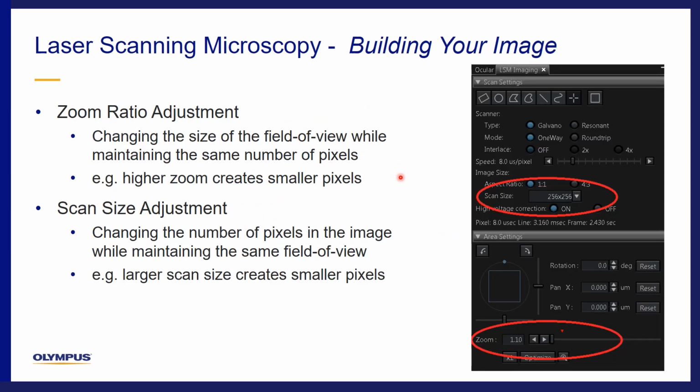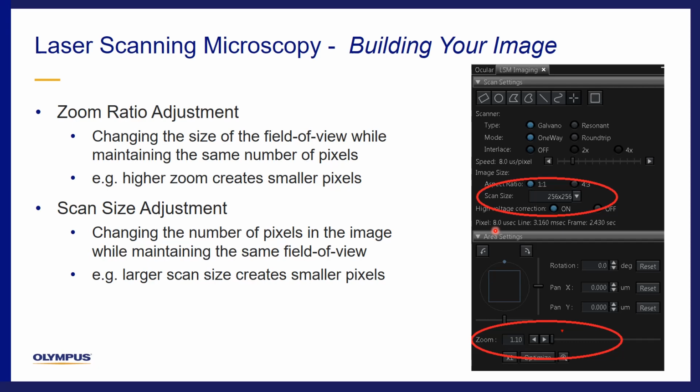Now, the way that we go about adjusting the size of our pixel and the number of pixels in the image is through both zoom ratio adjustment as well as scan size adjustment. So right here I have the software for the FE3000 displayed, very similar on the FE MPRS multiphoton microscope. And if you work on any other confocal, older models, different brand, etc., somewhere there's likely very similar functions.